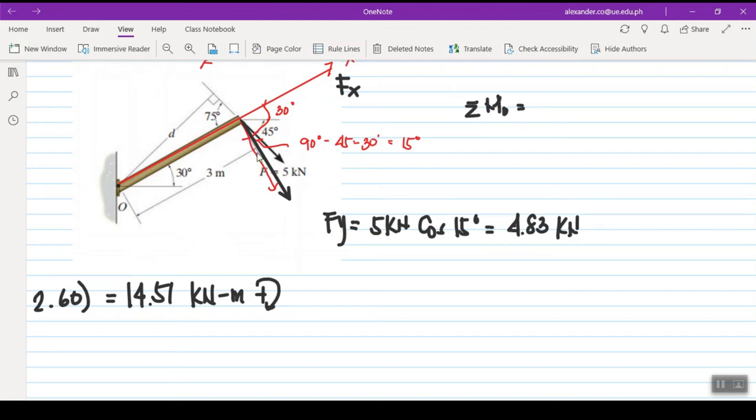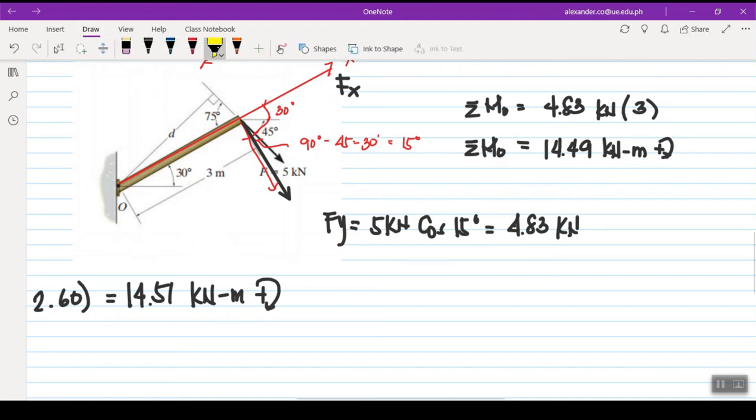Ang perpendicular distance is 3. Clockwise rotation pa rin. So, 4.83 kilonewton times 3. It should give us 14.51. No? 4.83 times 3, 14.49. So, halos pare-pareho lang. 14.49 naman to. Konti lang diferensya, no? Yung isa, 14.5. Ito, 14.51. Ito, 14.49. They almost have the same answer.